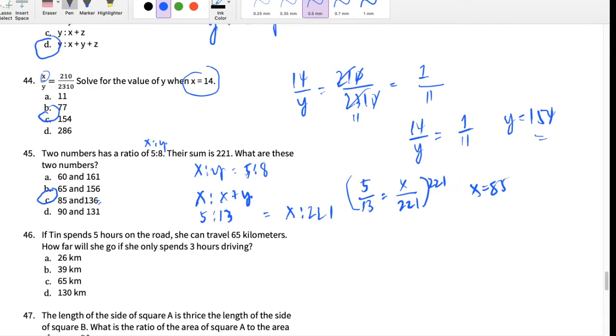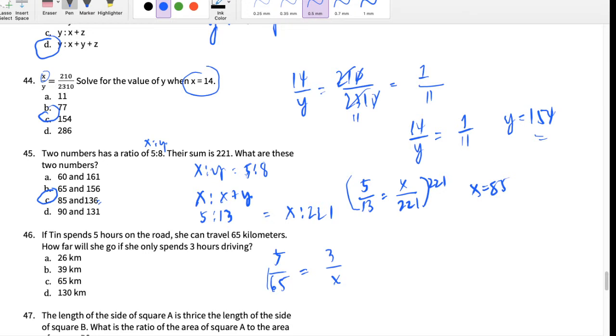Okay, number 46. If Tin spends 5 hours on the road, she can travel 65 kilometers. How far will she go if she only spends 3 hours driving? Okay. So, we have a direct proportion here. The longer she drives on the road, the longer the distance she covers. Okay? So, when you have a direct proportion, they divide, right? 5 over 65 is equal to 3 over X. Okay? So, guys, in this way, you can still solve for X, right?